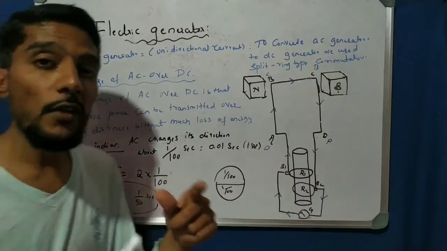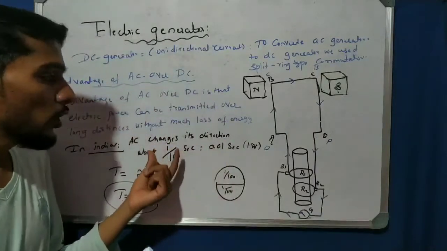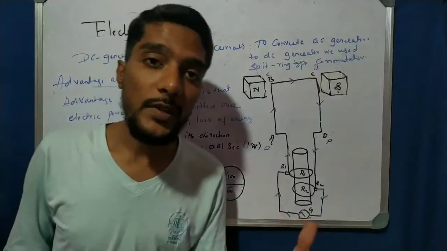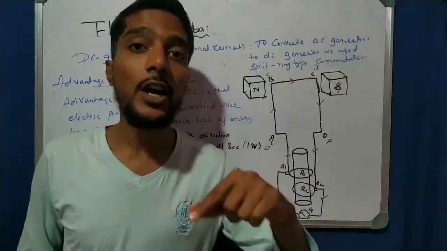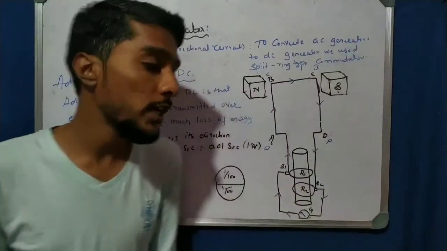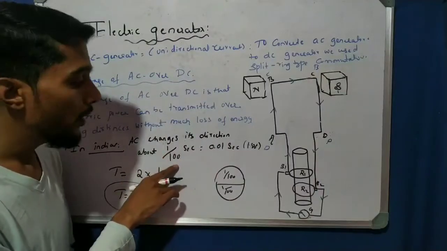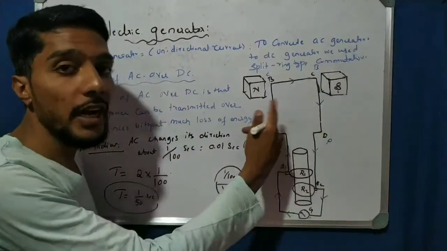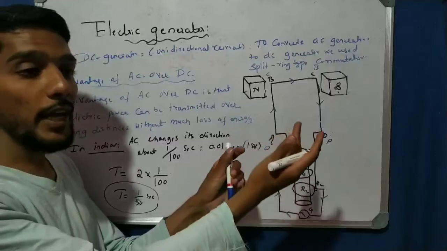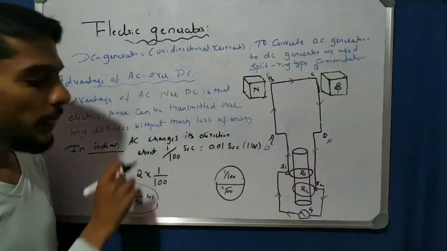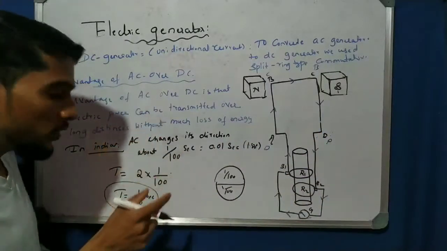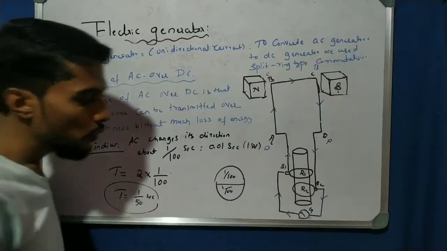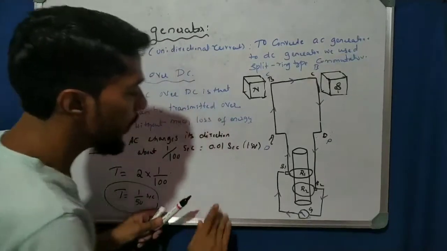So we know that for every half rotation, the current changes. In examination, they ask how much time is taken by an AC generator in India to change direction. It is 1/100. Why 1/100? Because every half rotation the current changes, and the time taken for half rotation is 1/100. So for one complete rotation it is 1/50. So we know about the frequency of current.